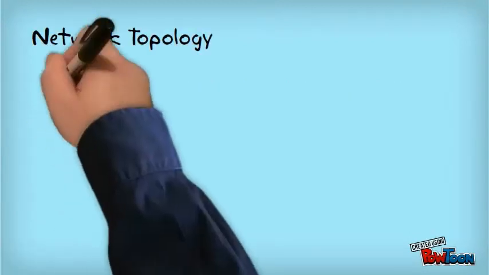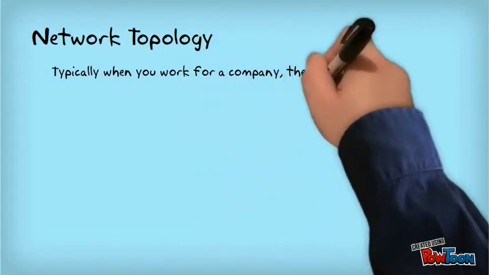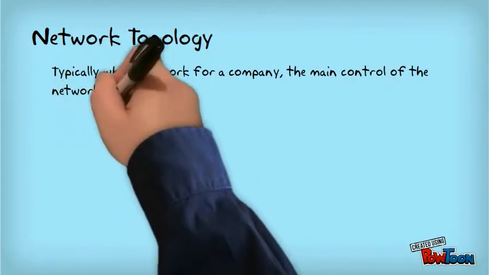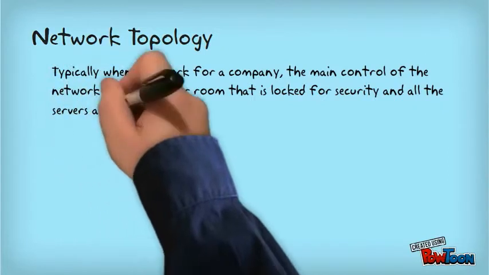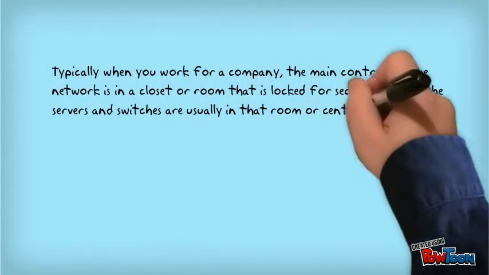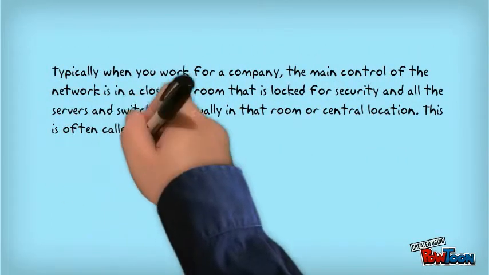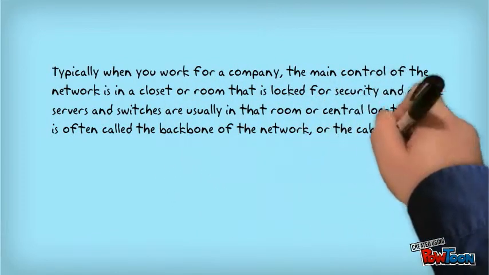Now typically, when you work for a company, the main control of a network is in a closet or a room that is locked for security, and all the servers and switches are usually in that room or central location. This is often called the backbone of a network or a cable plant.